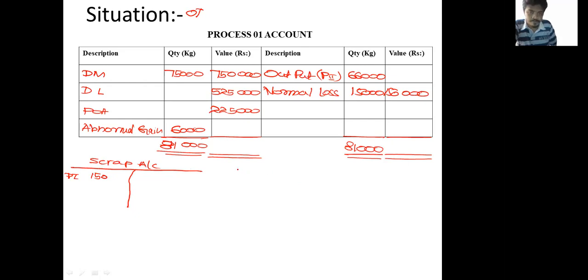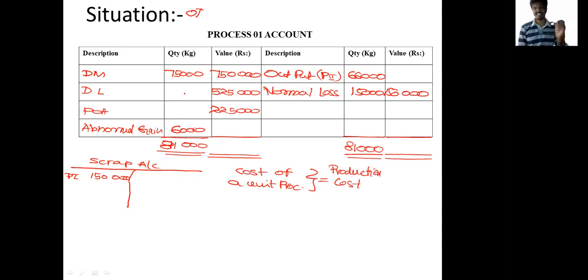Value of a unit, cost of a unit processed equals production cost. Now, as I explained to you in the previous session, when we are having a scrap selling value, we can use that scrap selling income to cover the cost of the process. Okay, then we should deduct that from the production cost.